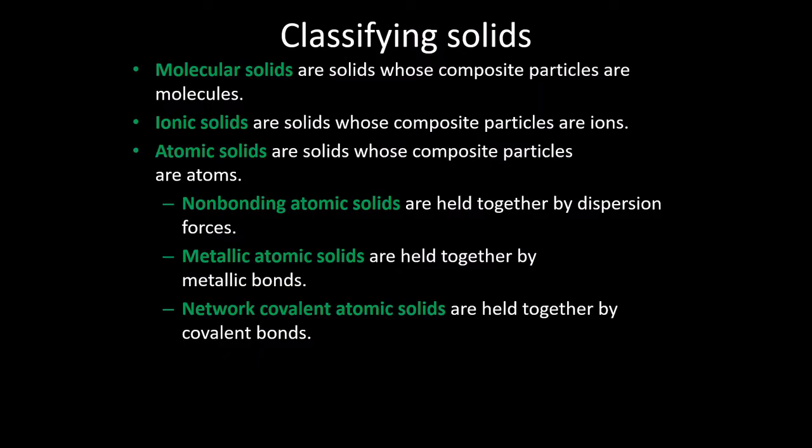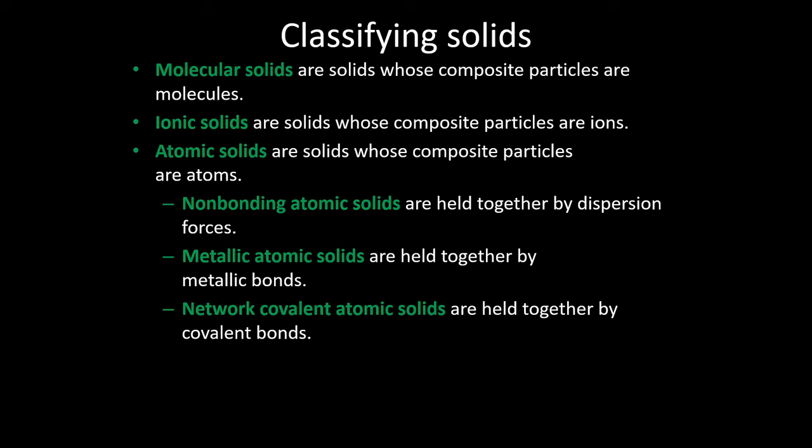Last thing here, just a quick thing about classifying solids. You can have molecular solids, which are things that we're very familiar with. This is where we have a solid that's just made up of molecules. So ice would be an example of this, because it's just made of water molecules. You can have ionic solids. These are composed of ionic compounds or ions. So table salt would be like that. And so we're decently familiar with those two.